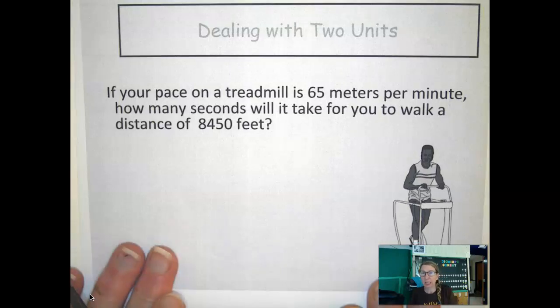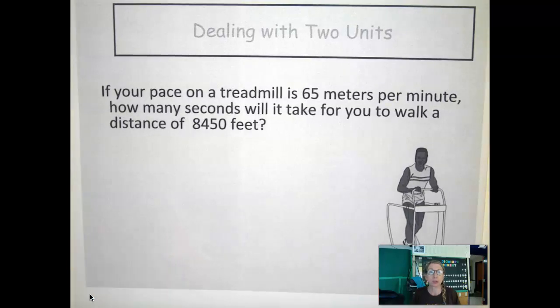Today we're going to take a little deeper dive into unit conversion factors. Sometimes the unit conversion factor is not so obvious, and we have to do a little deeper reading of the problem. So let's look at this one.